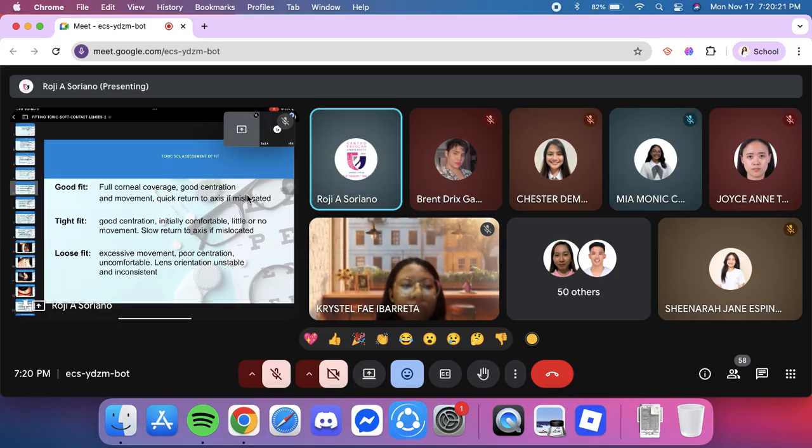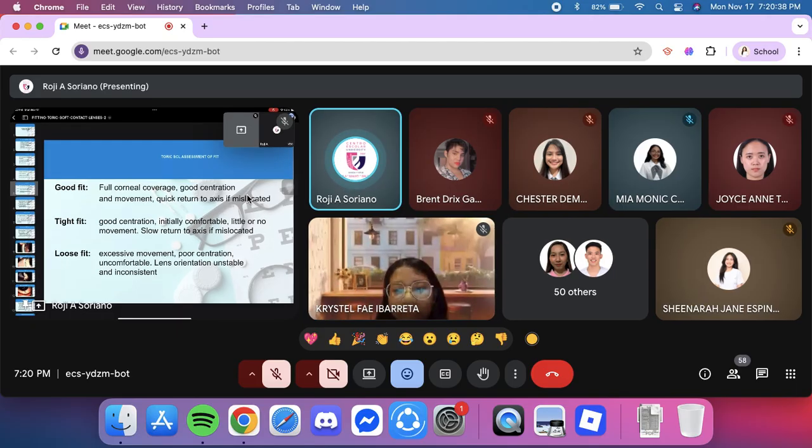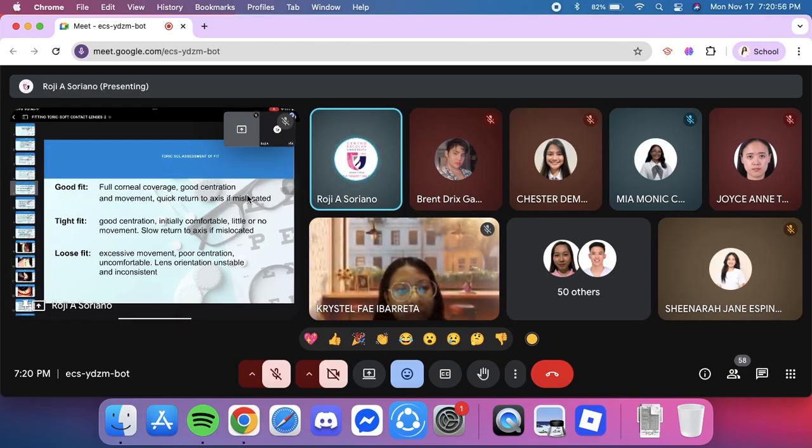You've done this, right? Good fit: full corneal coverage, good centration, movement, quick to return when axis is mislocated. Tight: again, good centration because it's not moving, initially comfortable, little or no movement, slow to return to its axis if mislocated. Then loose: excessive, so lens awareness is the problem. Discomfort right away. Lens orientation unstable and inconsistent. So of all the three, the worst is to have a loose fit, right?